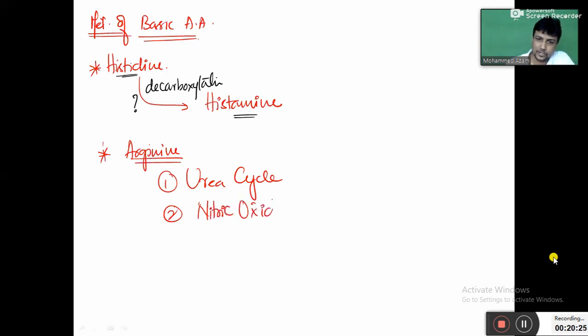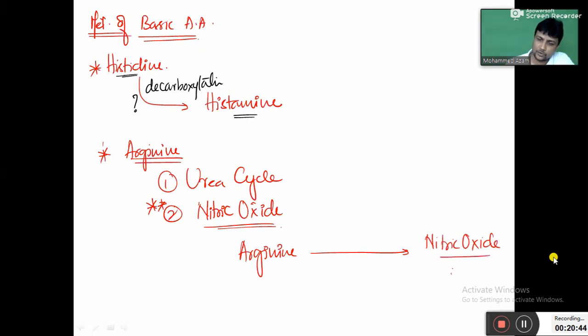Nitric oxide. Okay. And this function of arginine is extremely important. Nowadays they are asking it like hell in your MCQ exam, sir. Every now and then they are asking. So remember, arginine is the one which is going to form your nitric oxide. Can anyone tell me the formula of nitric oxide? The formula of nitric oxide is NO.